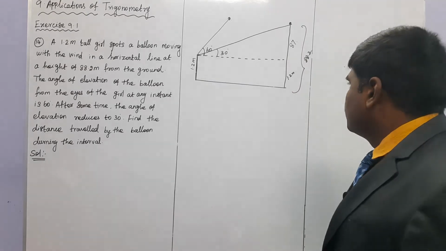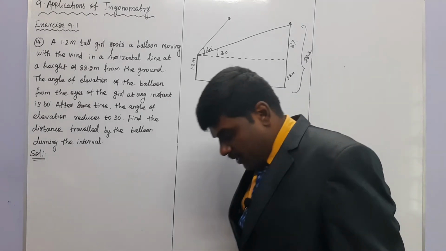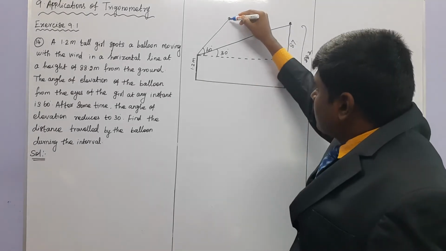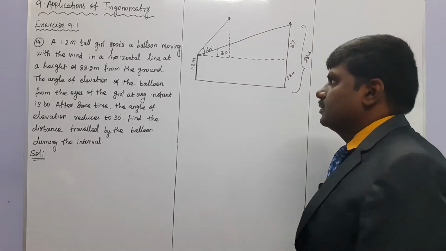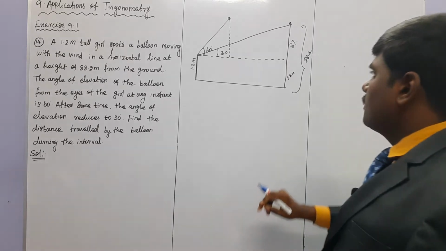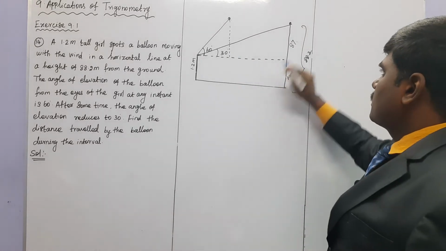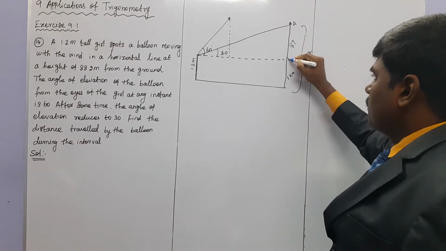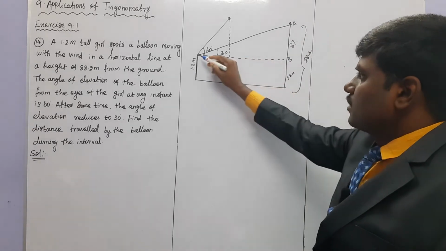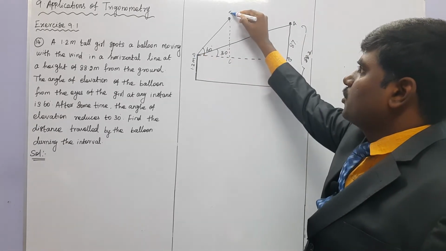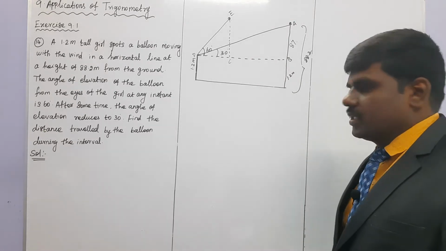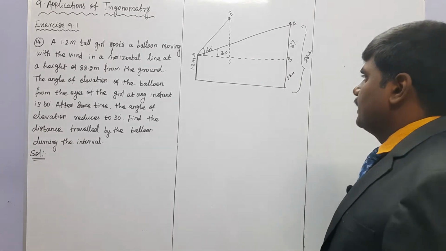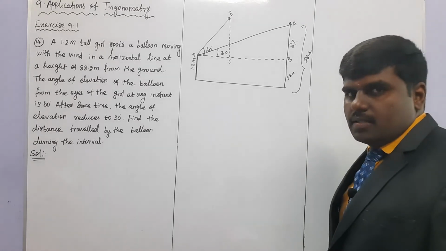Next, I draw one vertical line here and here. I need this particular distance, so I name the points A, B, C, D, E. This diagram is also available in our board examination questions. Now it's clear? Now we'll start.